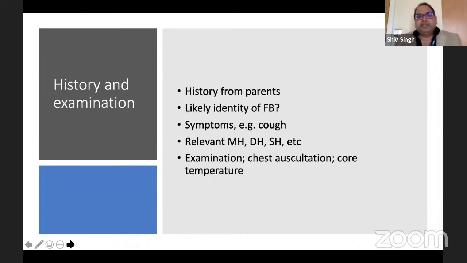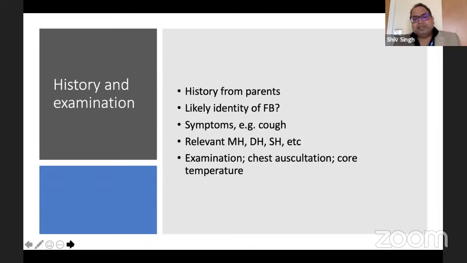For this 2-year-old child, for history and examination, we need to take a history from the parents and see what is the likely kind of foreign body. Is this an organic or inorganic foreign body? Because that makes a lot of difference. If it's an organic foreign body, it can swell up and cause further distress. Look for symptoms. Has the patient been having cough or bringing out any sputum, and then we obviously take other history: medical history, drug history, social history, etc., relevant to the patient.